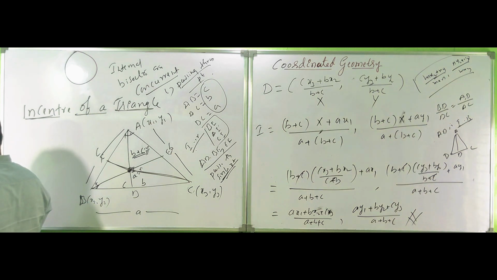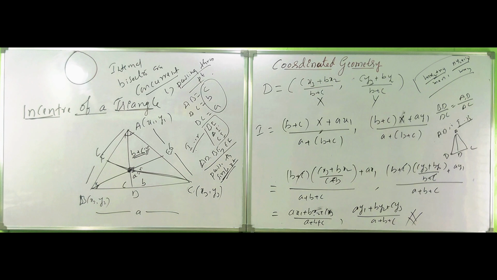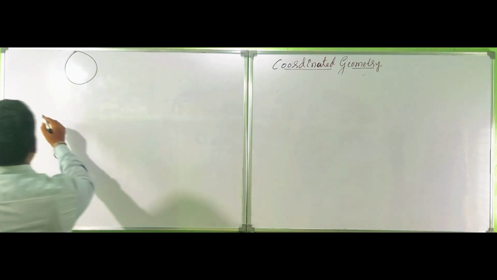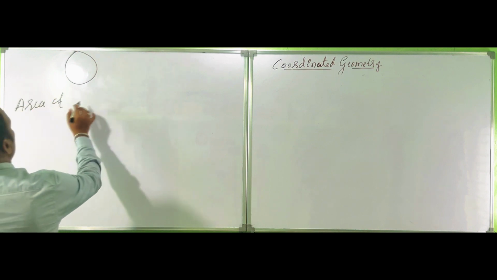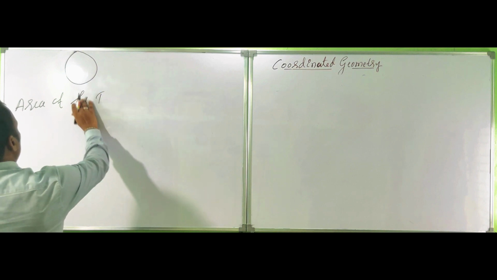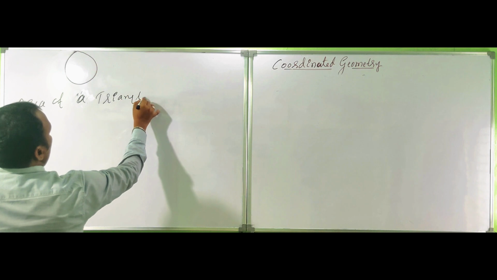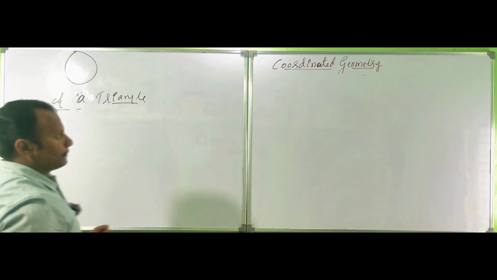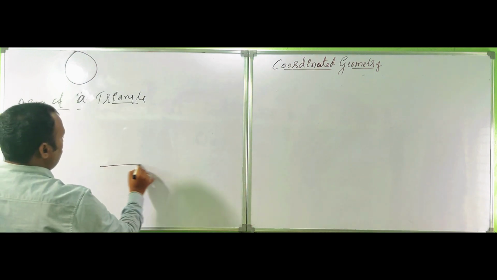Next one is area of the triangle, in the form of x and y in the Cartesian plane. Area of a triangle in Cartesian form. Here also we should remember the triangle. This is the triangle.